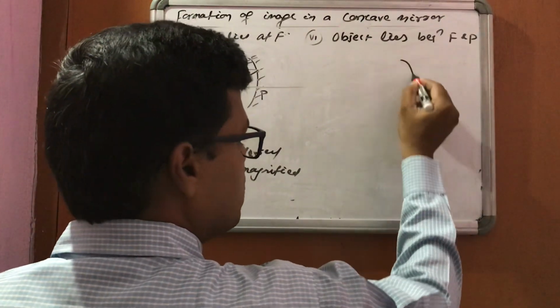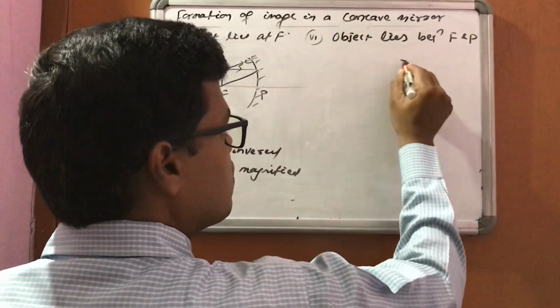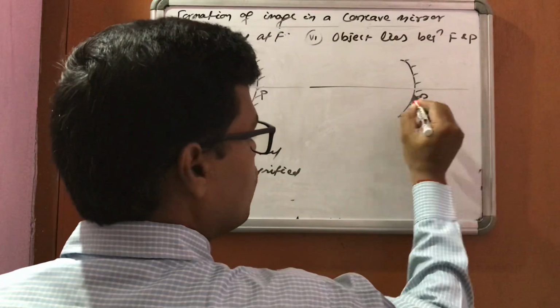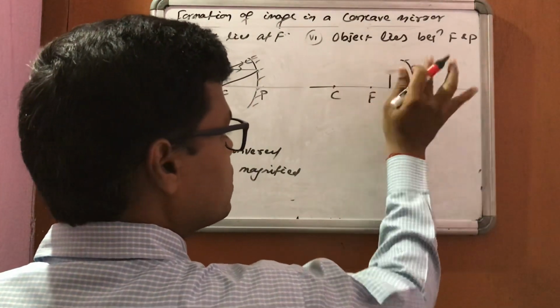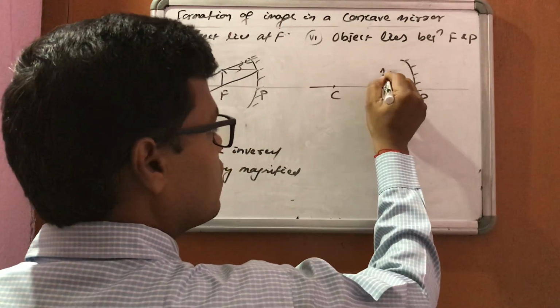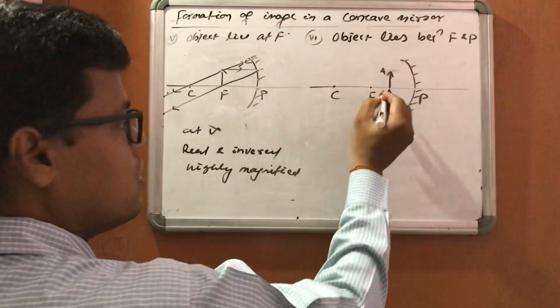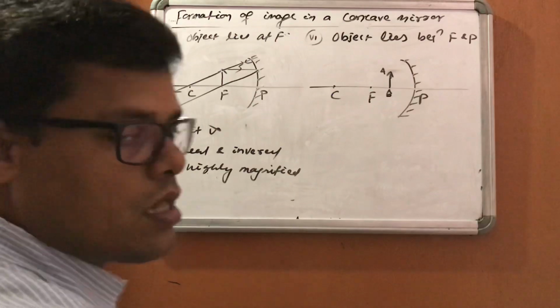This is a concave mirror: pole, center of curvature, focus. Let the object lie here. AB, the object lies between F and P.